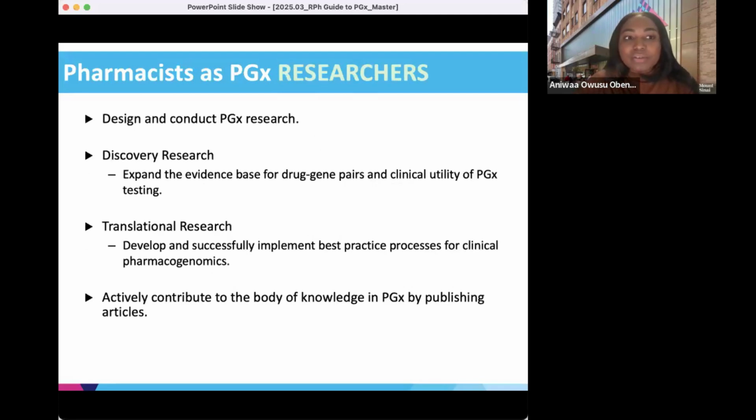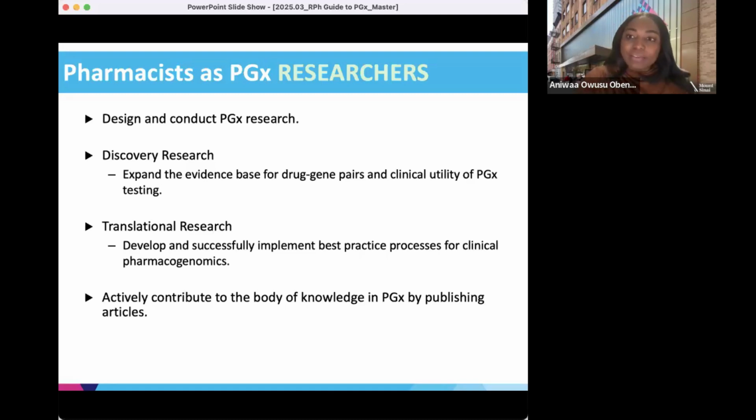We should also be researchers. We need to start designing and conducting more research in this space. Our residency projects should be focused on things like this to make our residents competitive in the market space, and also to make them ready for the kind of medicine that they will be practicing. We can do discovery research, we can do translational research, and actively contributing to the body of literature is really important. Case reports are important.